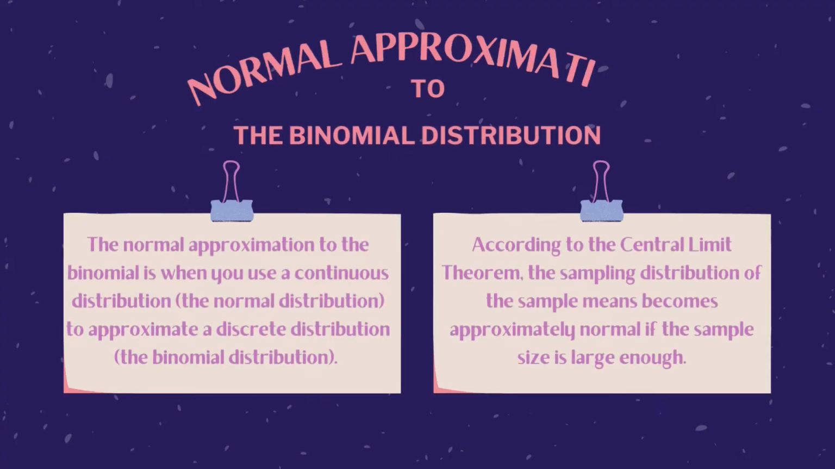Hi guys, my topic is all about normal approximation to the binomial distribution. The normal approximation to the binomial is when you use a continuous distribution, the normal distribution, to approximate a discrete distribution. According to the central limit theorem, the sampling distribution of the sample means becomes approximately normal if the sample size is large enough.